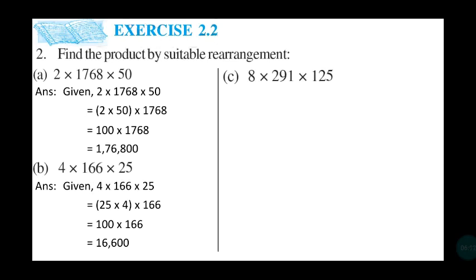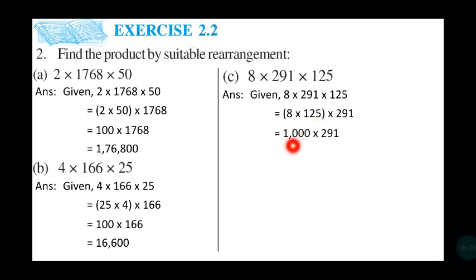Number 3, 8 multiply by 291 multiply by 125. Okay students, if you multiply 8 and 125, you will get the answer 1000. And once we get 1000, multiplication with any number becomes easy. So that's why we multiply these two numbers first. Right? Okay, now 1000 multiplied by 291. So 291, then after it 3 zeros. So 2,91,000. Again, it is very easy.